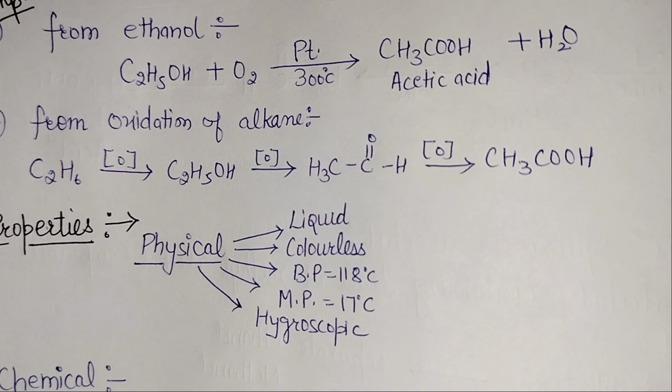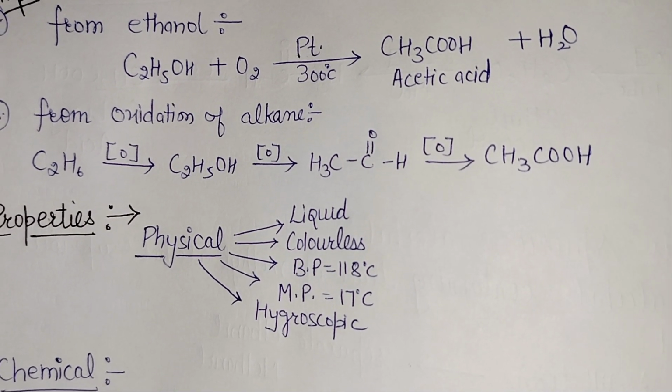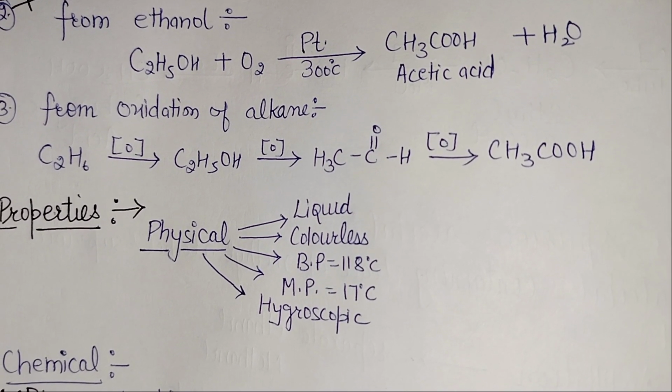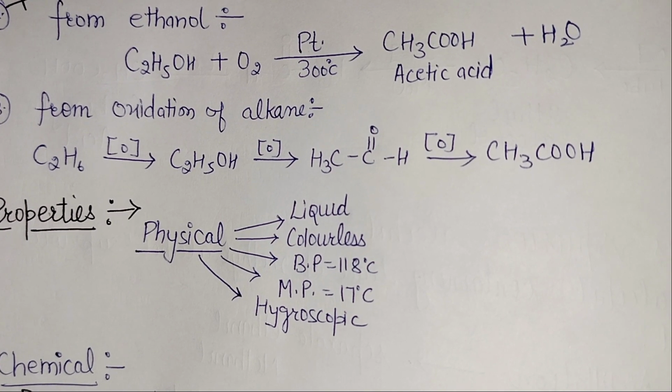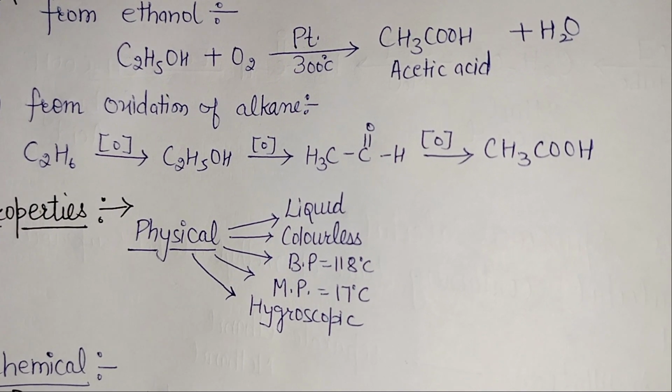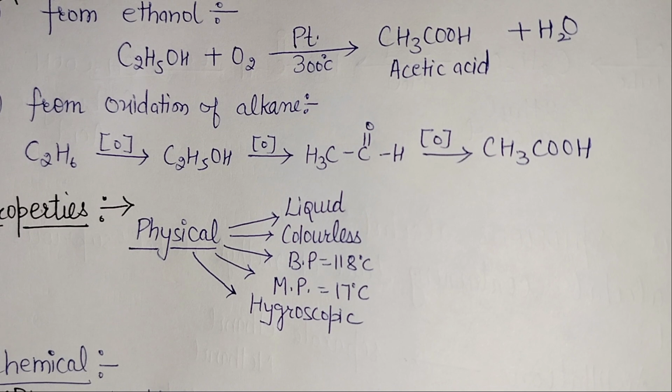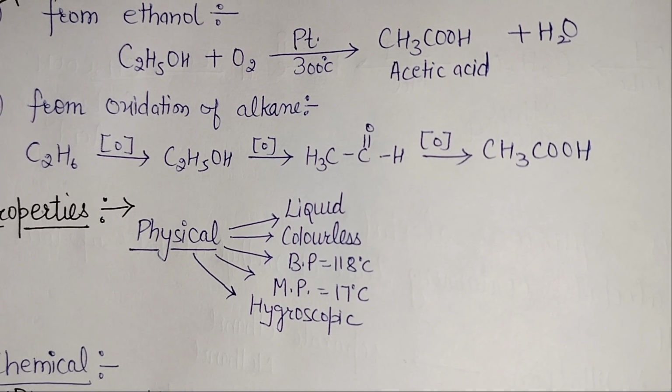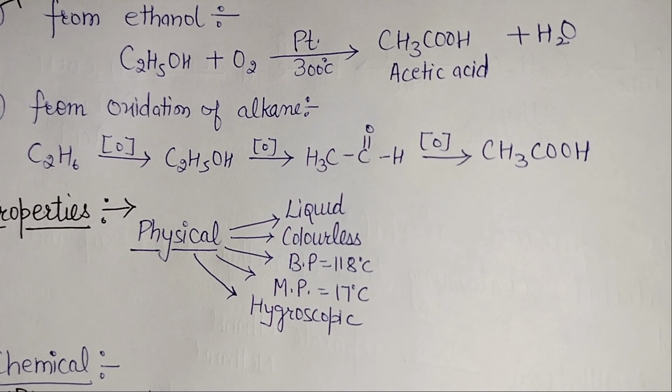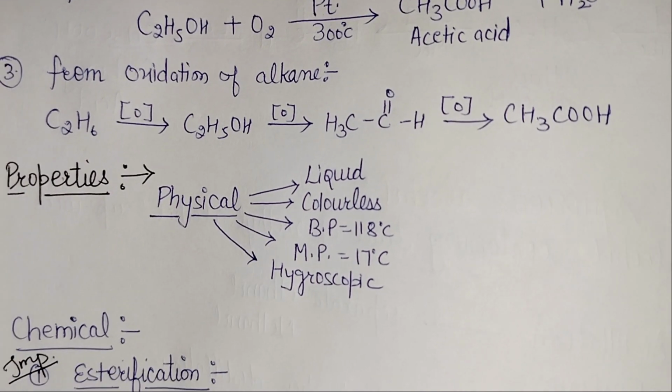Then the third one is from oxidation of alkane. Very very important, we are going to discuss this in a separate topic. So the alkane will oxidize to form alcohol, and then this alcohol will oxidize to form aldehyde, and now this aldehyde will oxidize to form acetic acid.